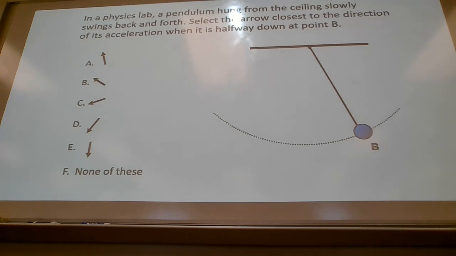Okay, just for reference sake, A is going in the direction of the string. C is going tangent to the path. Is everybody okay? And B is somewhere in between.